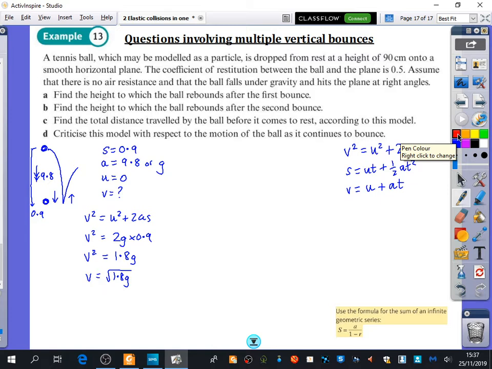Now we're going to do part B of the question. I'll give you a chance to finish writing some of that up if you're still writing it down.